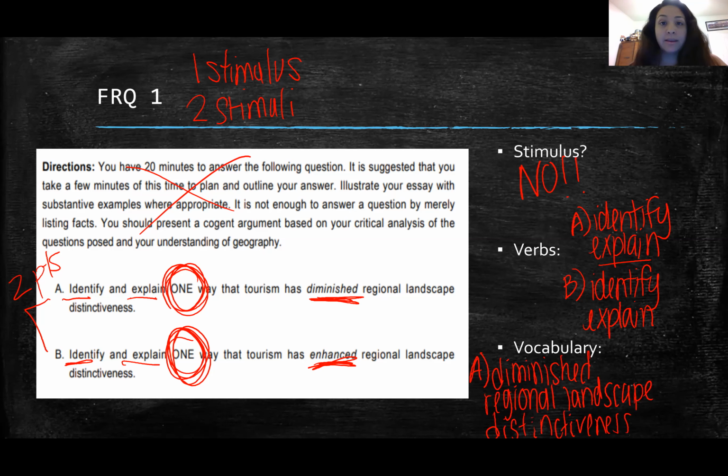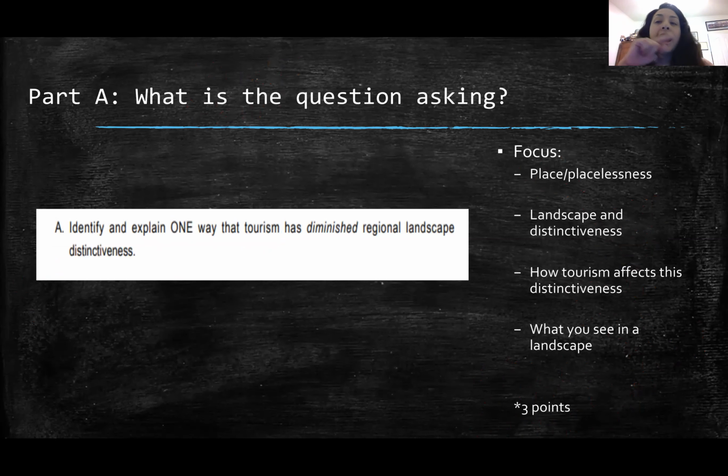Okay, letter B also has the exact same ones, so regional landscape and distinctiveness, but in addition to that, instead of diminished, it has enhanced. Okay, and I know that some of you are probably looking at this like, well, duh, I know what diminished means, or I know what enhanced means, but maybe you don't. Or maybe you have a misconception of what it means, and that's why we've got to be really careful. All right, so we got to know what they want. We've already done our little outline. Easy peasy. Moving on.